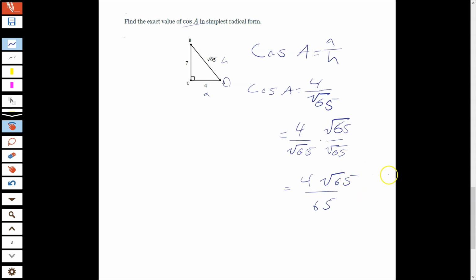We would want to simplify this if we could, but 65 is 13 times 5, which does not factor any further than that. So we'll leave it alone just like this. This is our final result, and this is equal to cosine of A. Okay. So the reason we studied rationalizing is so we could come back to these trig functions and write them in a nice way, the way mathematicians like to write it.